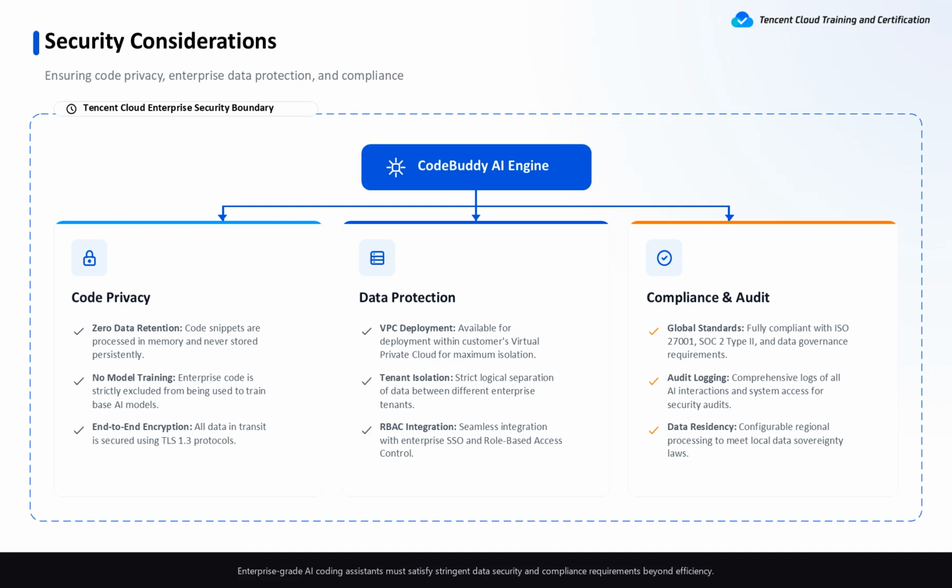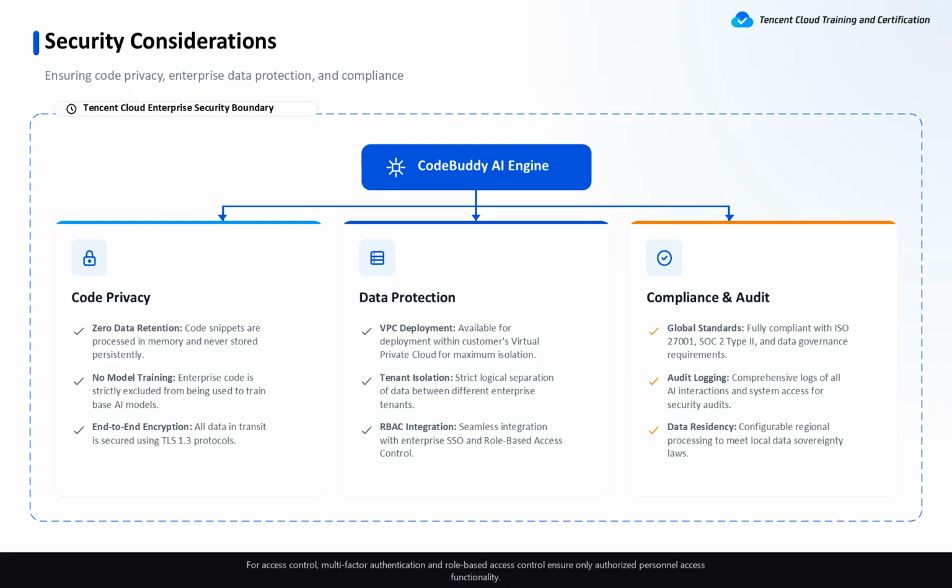Enterprise-grade AI coding assistance must satisfy stringent data security and compliance requirements beyond efficiency. CodeBuddy provides a multi-layer security framework. For data transmission, TLS 1.3 encryption protects all data in transit from interception or tampering. For network isolation, VPC private network deployment allows configuring CodeBuddy traffic through enterprise private networks without traversing public networks, meeting strict isolation requirements in finance and government industries.